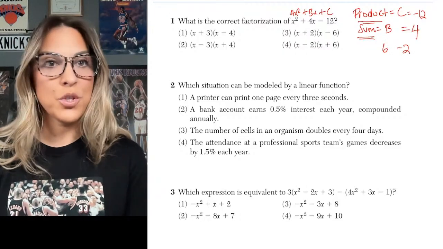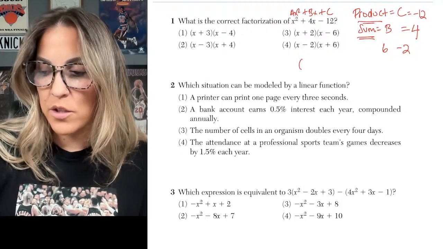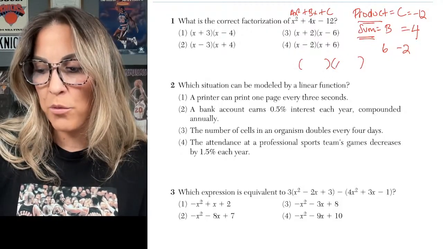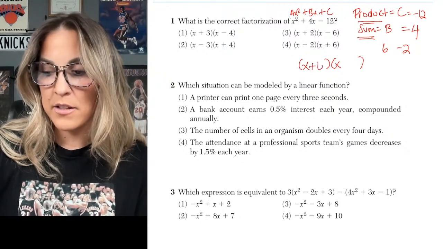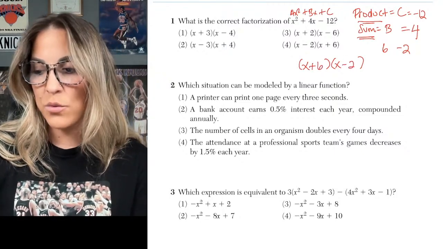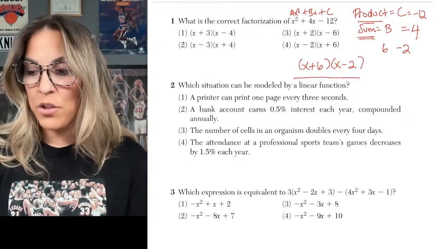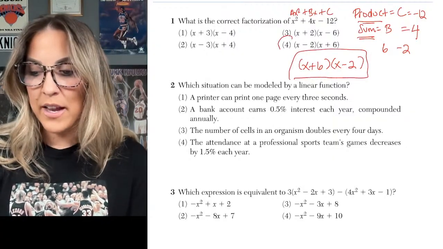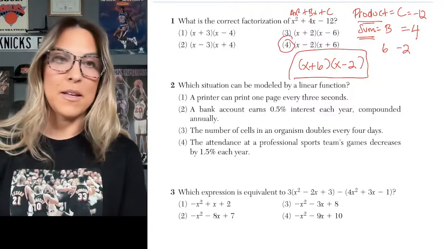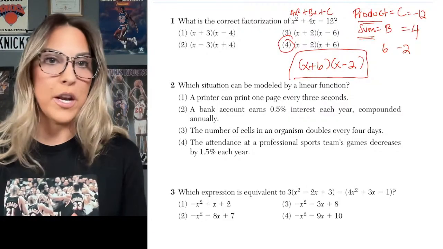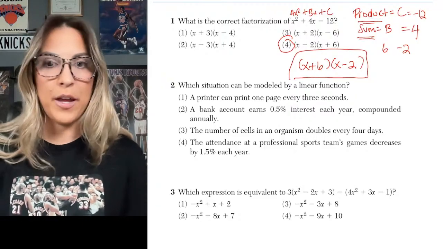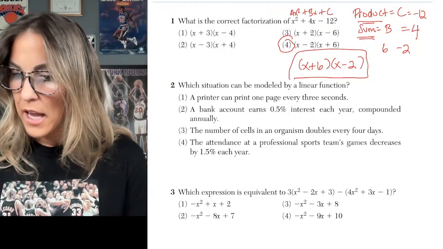Once you find what those two numbers are, to factor this, you just open up your two binomials. They're both going to start with an x, and we're going to put our numbers right in there. So we said it was a positive 6, so plus 6, and a negative 2, so minus 2. And even though it's not in the same order, you'll see that answer choice number 4 is the same as what I got. Multiplication is commutative. I can switch the order that I do it in, so those are the same thing. All right, so that is number 1.